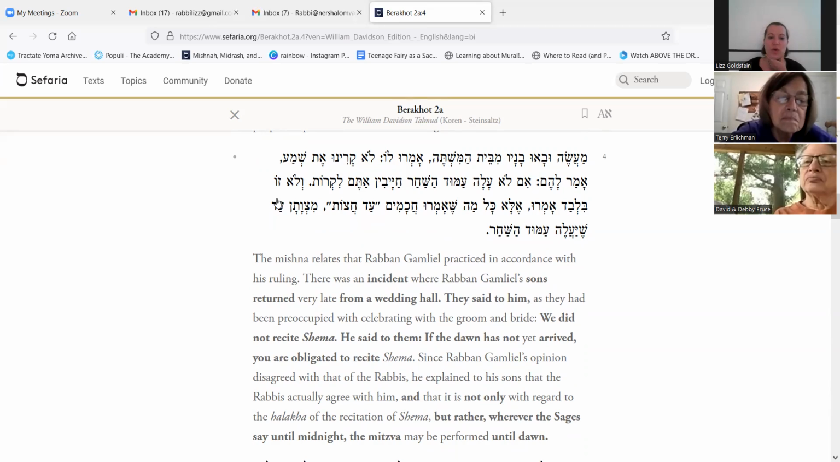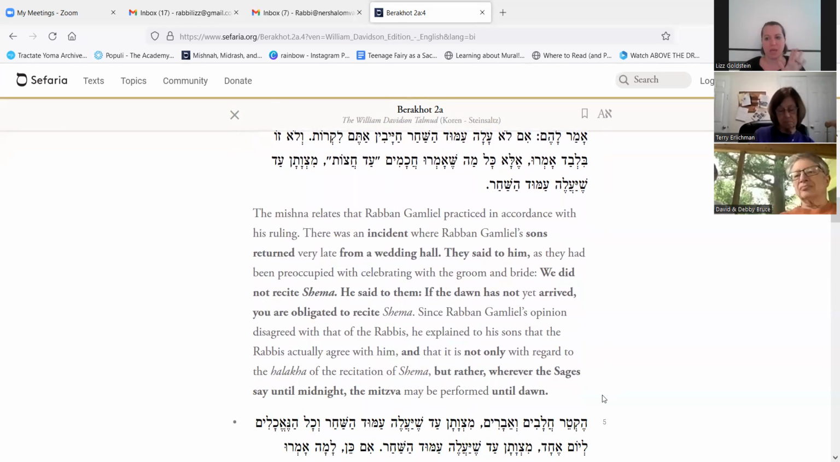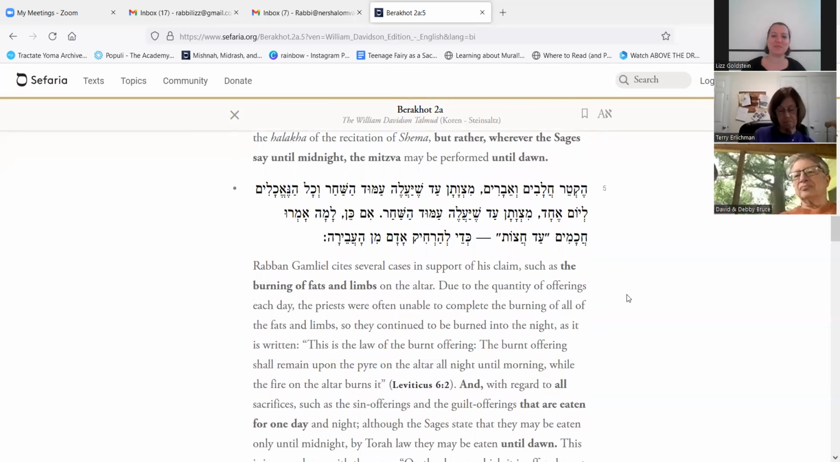So he said, even though not everybody says this about when you can say it, the sages said you can say it until midnight, but he's like, don't worry about that. They're not the only people who get to decide this. Mitzvatan ad sheya'ale amud hashachar. So he's insisting that the mitzvah may be performed until dawn. Oh, here, okay, kol ma, so that even the sages who said until midnight, they really meant until dawn. I love when rabbis do things like that.